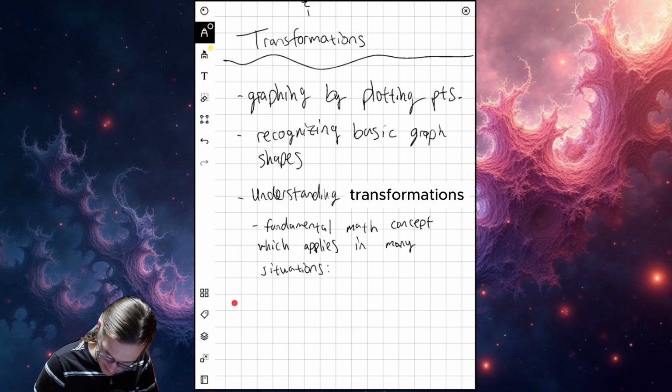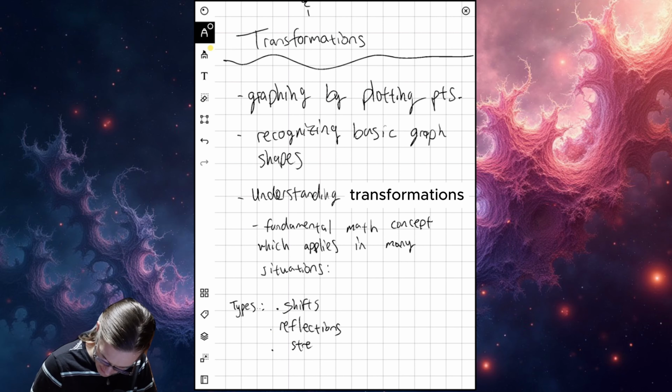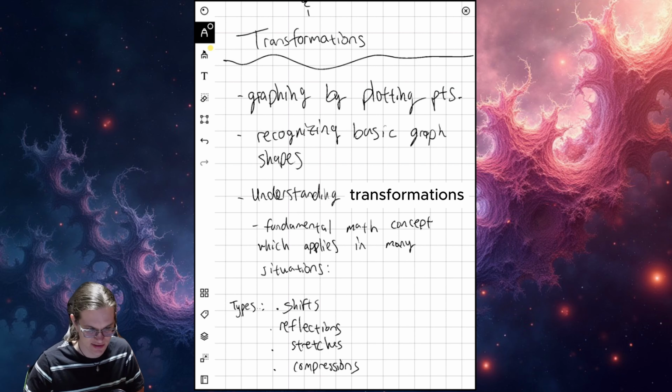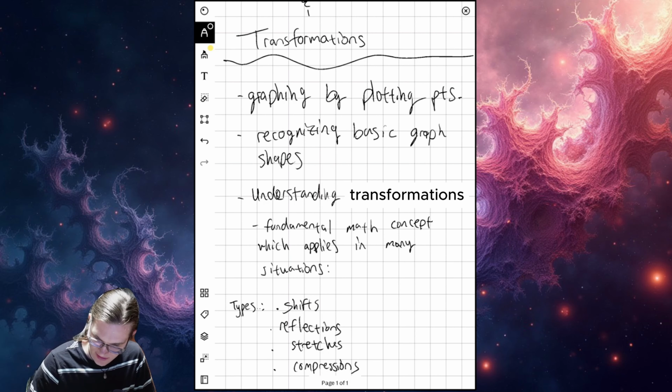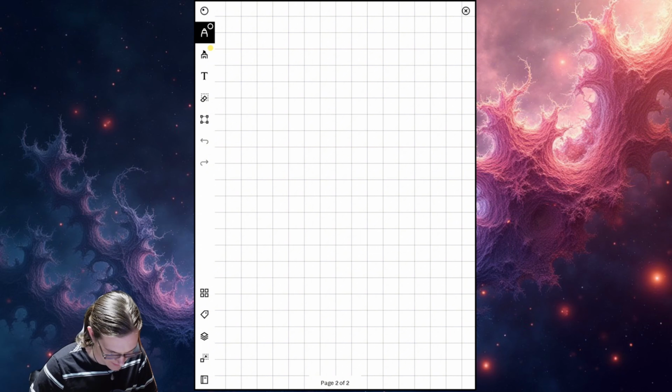So one of them, let's see, types of transformations. We have shifts, reflections, stretches, and compressions, or you can think of it like the opposite of stretching, so shrinking. And let's get right into it, right?